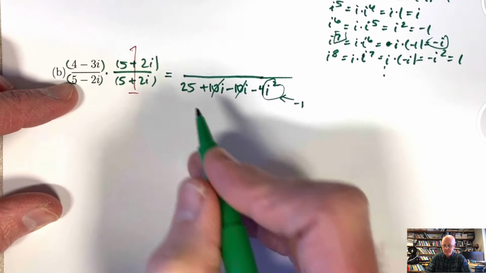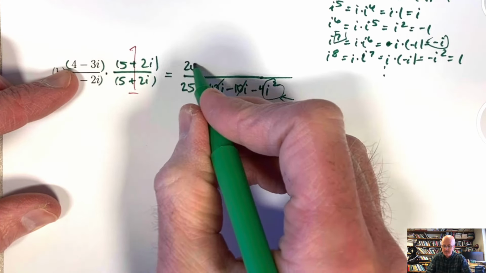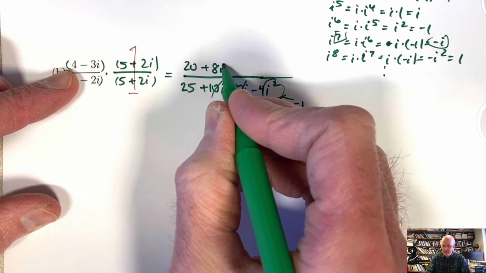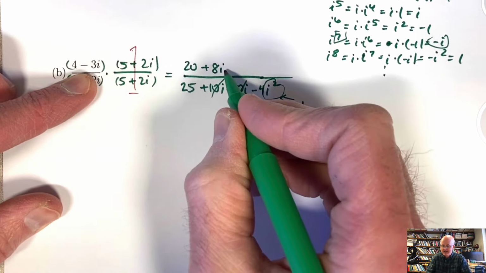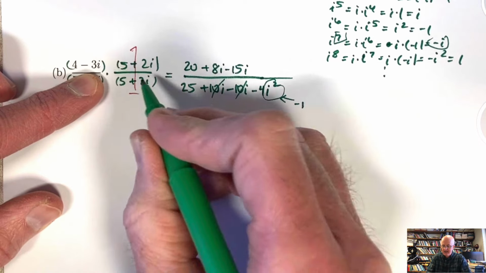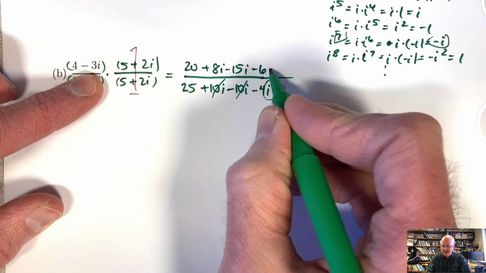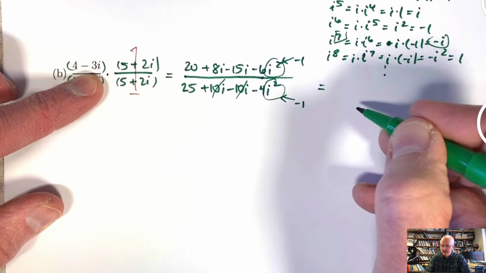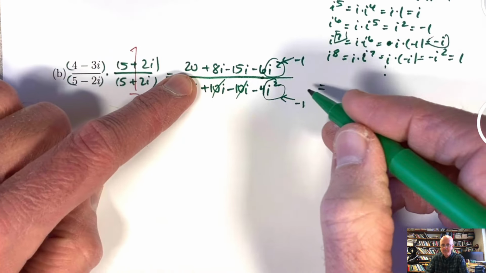That's okay. 4 times 5 is 20. Outside times outside is 4 times 2i is plus 8i. Inside times inside is minus 15i. Last times last is going to be minus 6i squared. Replace that i squared with negative 1 as well. Combine the like terms. In the top I get 20.